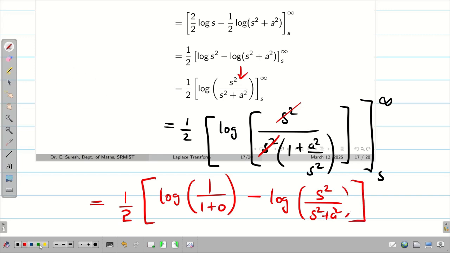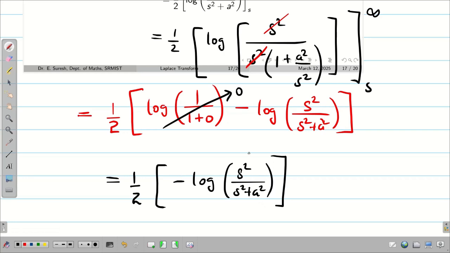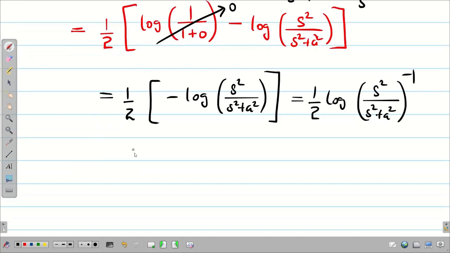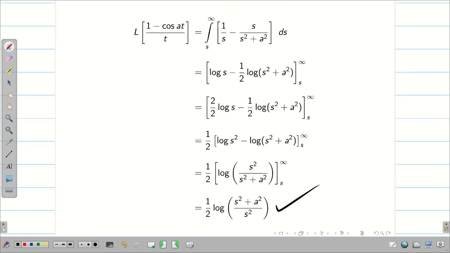Now as I said, log 1 is 0. So this term gets 0. So 1 by 2 minus log s square divided by s square plus a square. Now if you bring the minus to the power, we get 1 by 2 log s square divided by s square plus a square whole power minus 1. Therefore, the final solution is 1 by 2 log s square plus a square divided by s square when you take the reciprocal. This is the final answer, students.